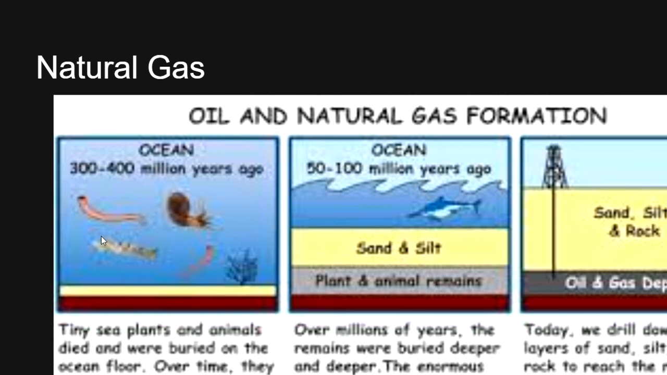So whenever we think of coal, we're going to think of plant matter, but whenever we think of oil and natural gas, we need to think of ancient marine organisms. So we've got tiny sea plants, they die, they are buried on the bottom of the ocean floor beneath sand and silt and water for hundreds of millions of years, and we end up with this oil and gas deposit.